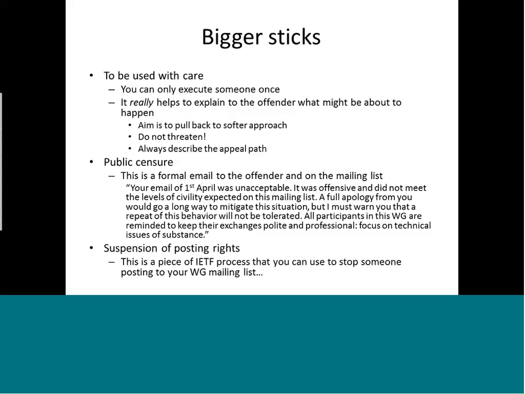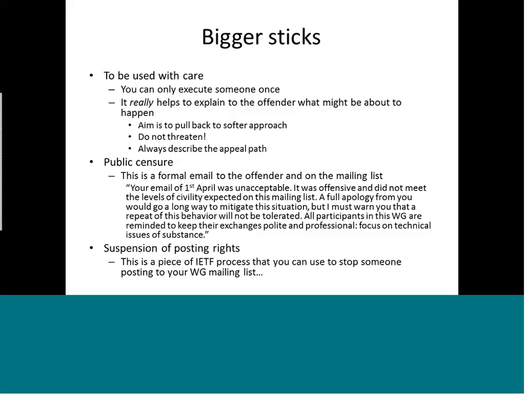So your first big stick, I suppose it's a smaller stick than the biggest of big sticks, is public censure. So you can warn the offender, listen, if you don't apologize, then because I have to make sure the working group runs well, I'm going to have to send a mail to the mailing list explaining how I think your behavior was unacceptable. And it's probably not a bad idea to have previously drafted this email so that you can send it to the offender and say, this is the mail I'm going to send. Because when they see it, they might prefer to apologize themselves.